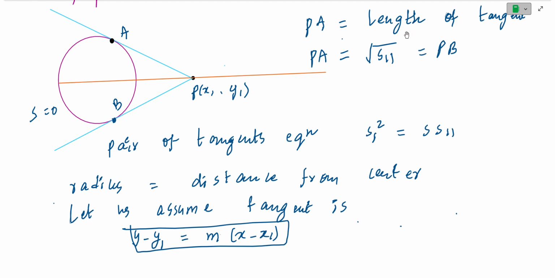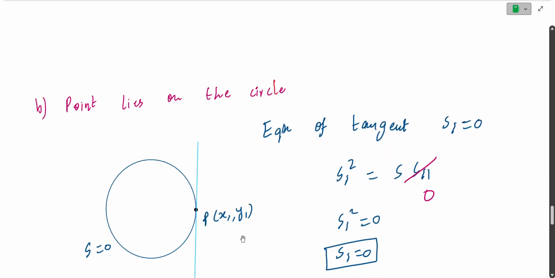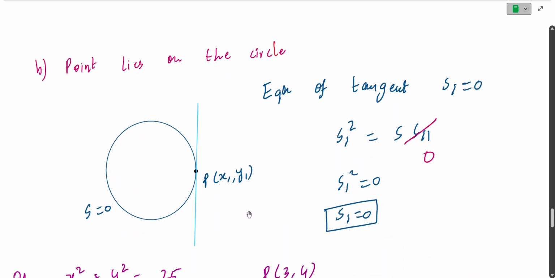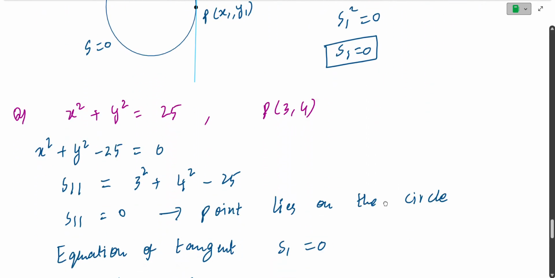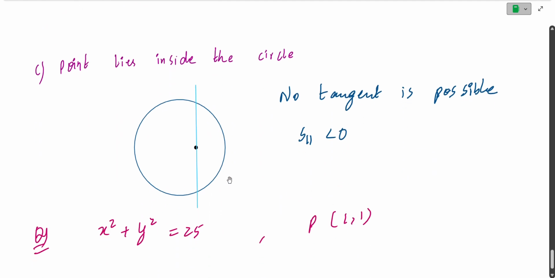So we have understood what the length of tangent is. Length of tangent is the distance from the given point to the point of contact. And whenever the point lies on the circle, we get only one tangent equation, and that tangent equation is S1 is equal to 0. And whenever the point lies inside the circle, we cannot draw any tangent through the given point, so there is no tangent possible.